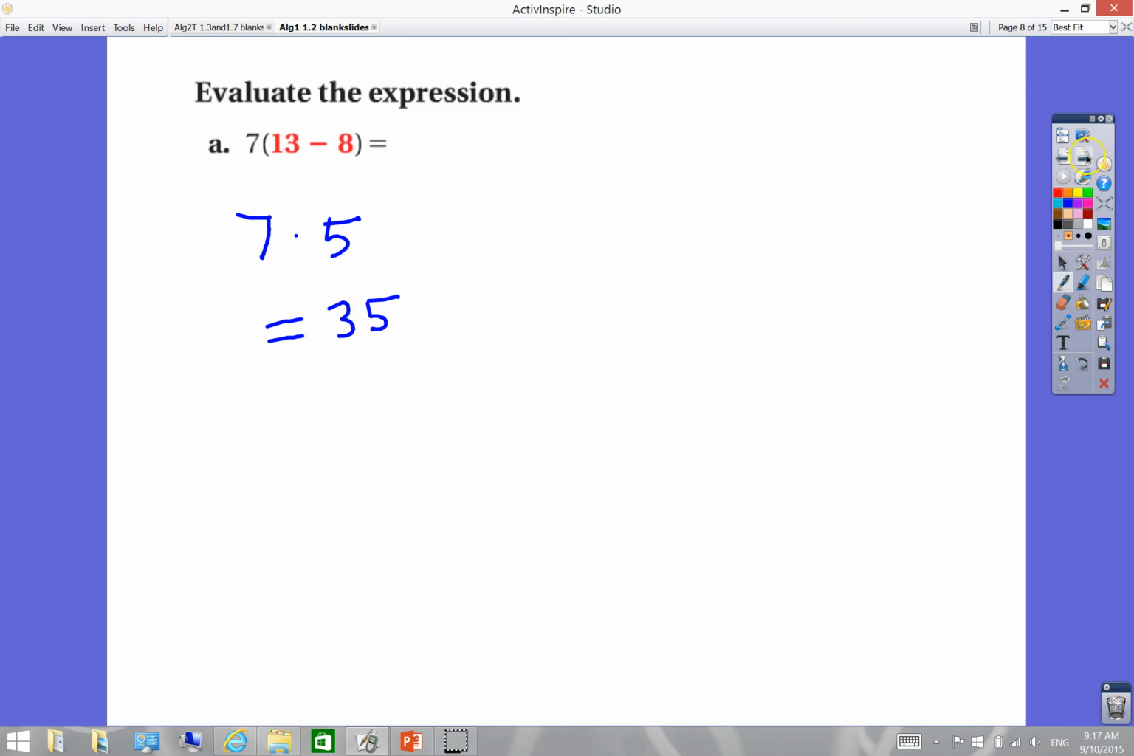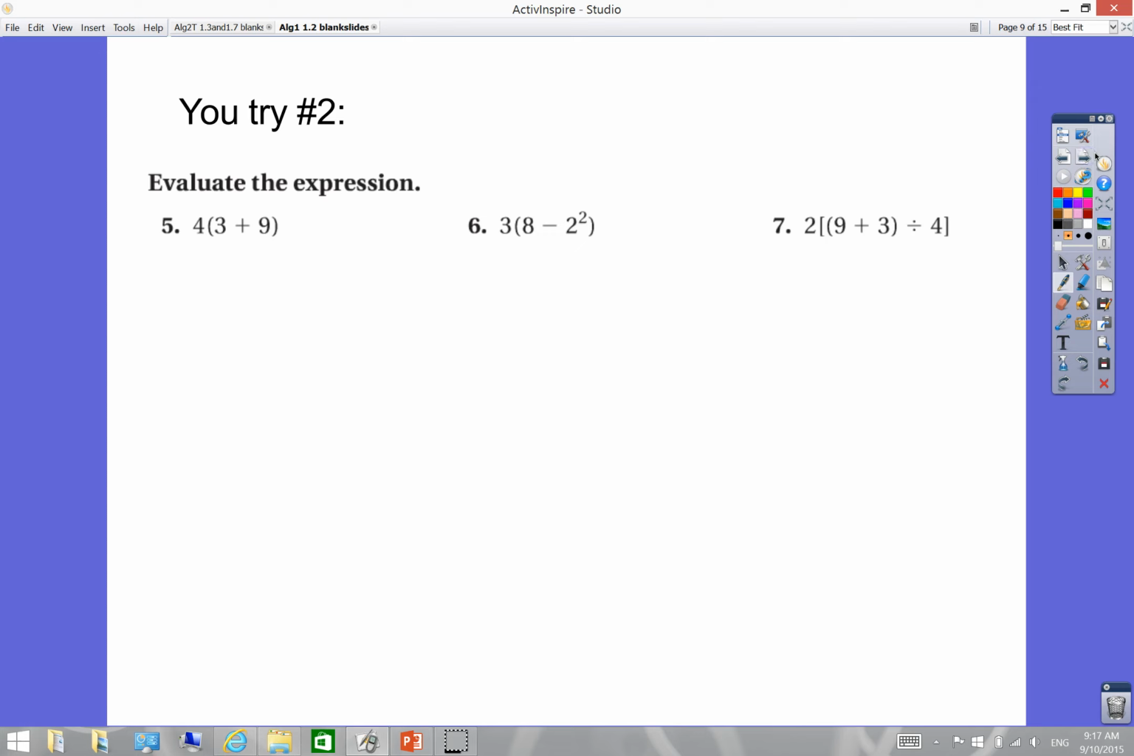Next. Go ahead and try these. Pause the video if you need to, and when you're ready, hit play. Let's see, the first 2, there's only one set of grouping symbols, so that should be pretty straightforward. This one has the grouping symbols, and it's got to multiply just like the last one. 4 times 12, which is 48.